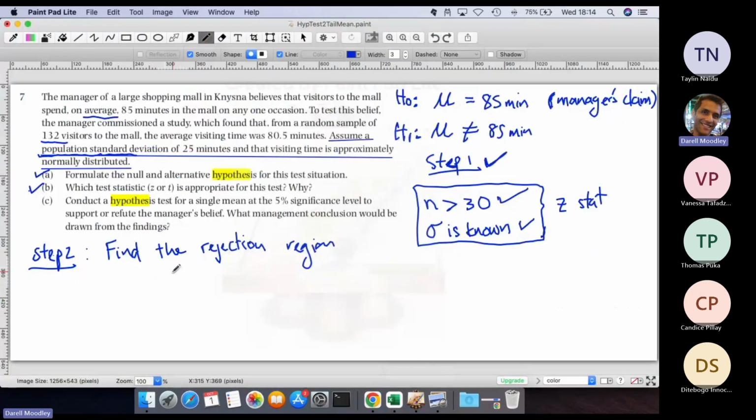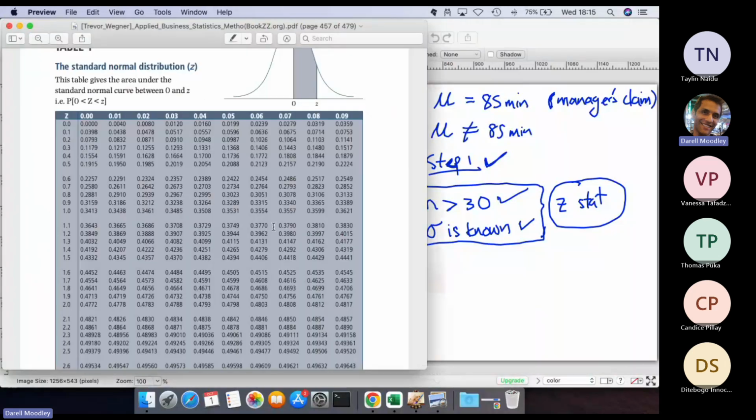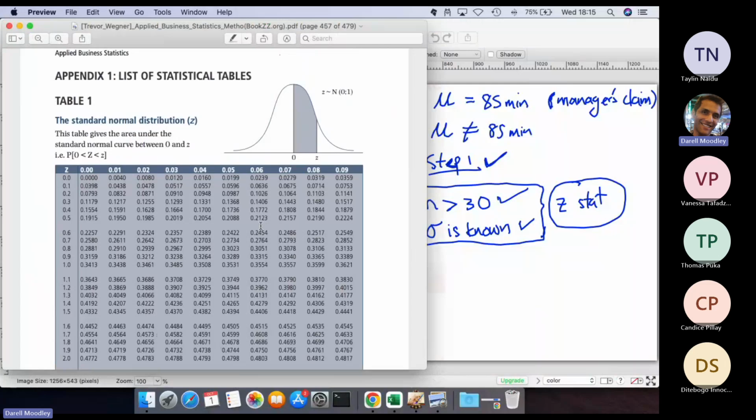Step 2. Now, for step 2, we find the rejection region. We've already specified in question B that we are going to use the Z statistic. That means we are going to use the normal distribution, or the Z distribution. Remember, we've done this in the last few synchronous sessions, which is why I told you that what we did in Learning Unit 6 will carry over for the remaining learning units, which is why it's so important that we have an understanding of that.